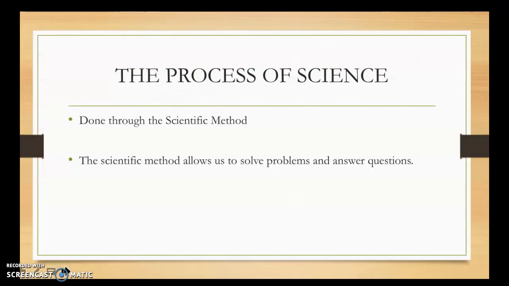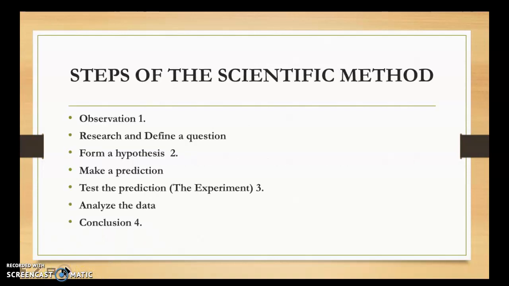So basically, to think about it, it's the process of science. Science is all done through this scientific method process. It's a step-by-step process. Many books show it in different steps. Some books have very specific detailed steps, and some have very few steps. But basically, it allows us to solve some type of problem or answer some type of question. And so we are trying desperately to figure out an answer to those questions. And by doing that, we go through these steps.